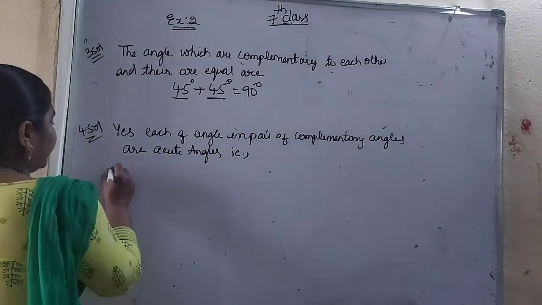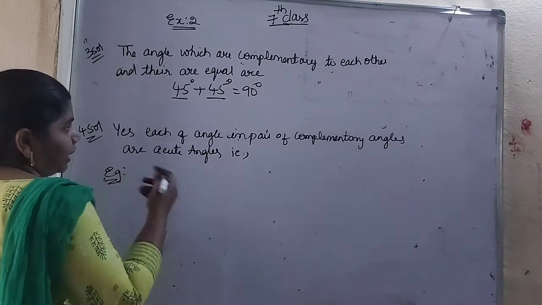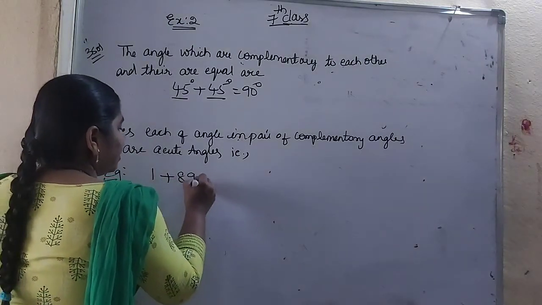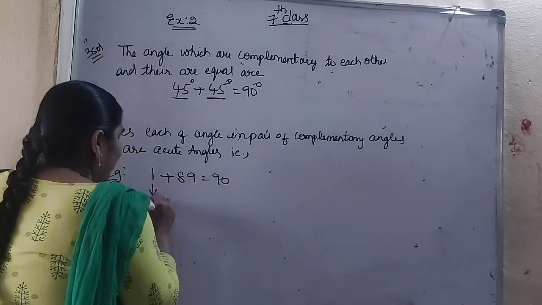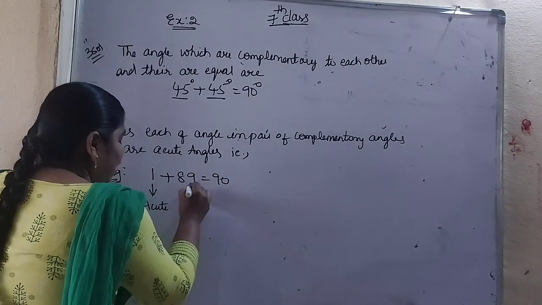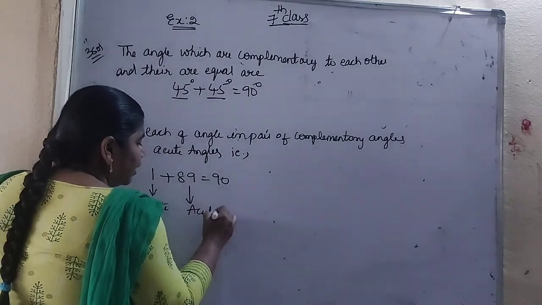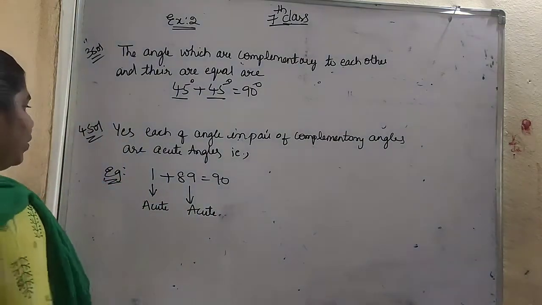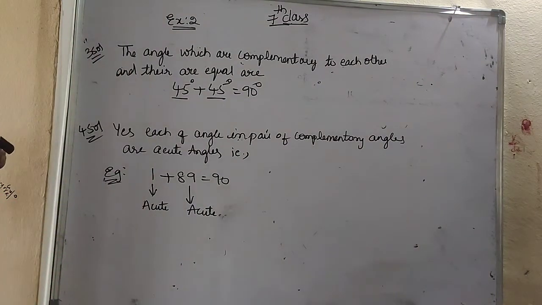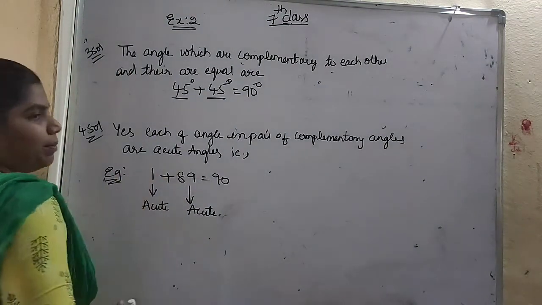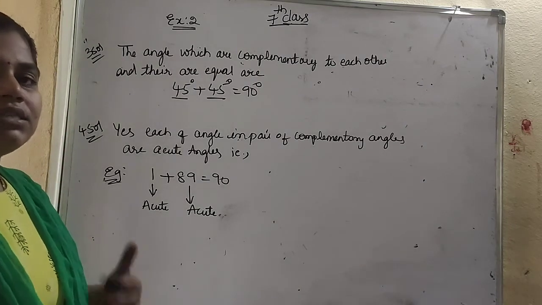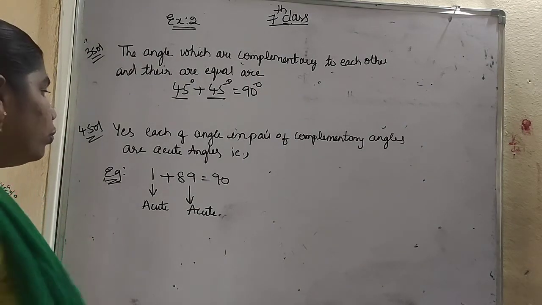For example, you can take 1 plus 89 is equal to 90. Here 1 is an acute angle and also 89 is an acute angle. Okay. So in the same way you can take the highest value. What highest value can you take? 89 plus 1 again. So it will be acute only. So always the values will be acute only in this.